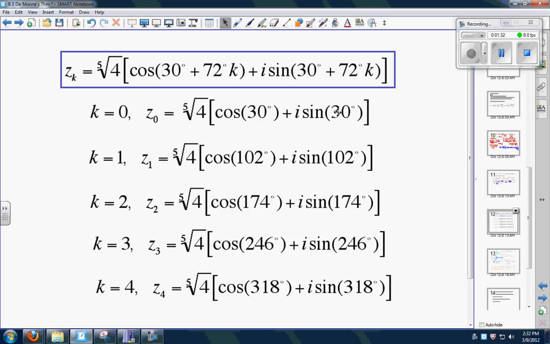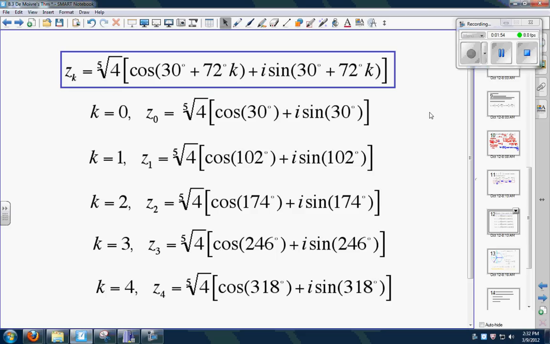So here's your first root at 30. Add 72. Here's your second root at 102. Add 72. Third root at 174. Add 72, at 246. Add 72, at 318. Notice everything fell within 360 degrees.